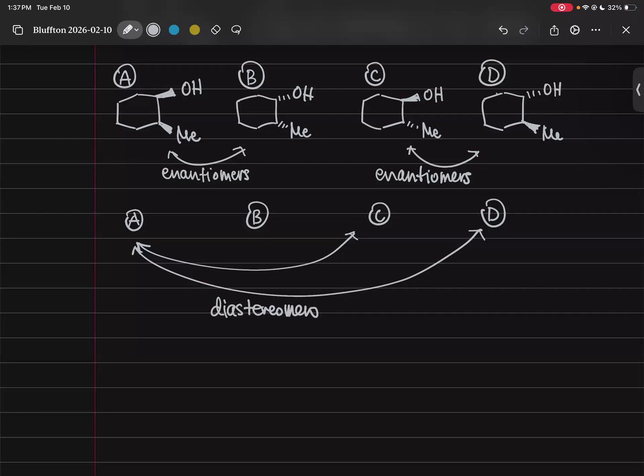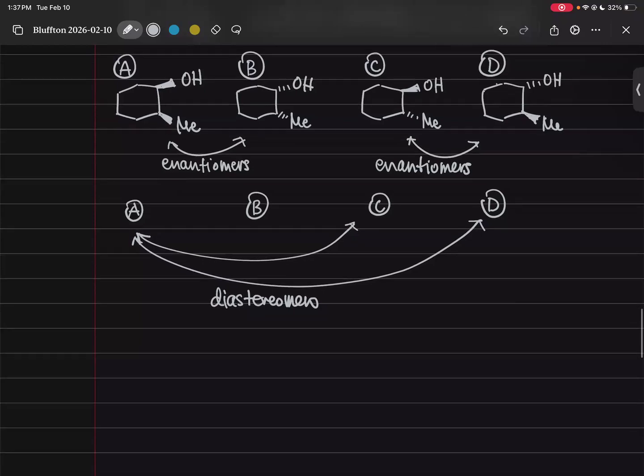I told you A and D was the same relationship, so let's make sure that's true. Between A and D, the methyl group is on a wedge in both cases, but the OH has gone from a wedge on A to a hash on D. So we've changed one out of two, some but not all, of the stereocenters. So those are diastereomers.